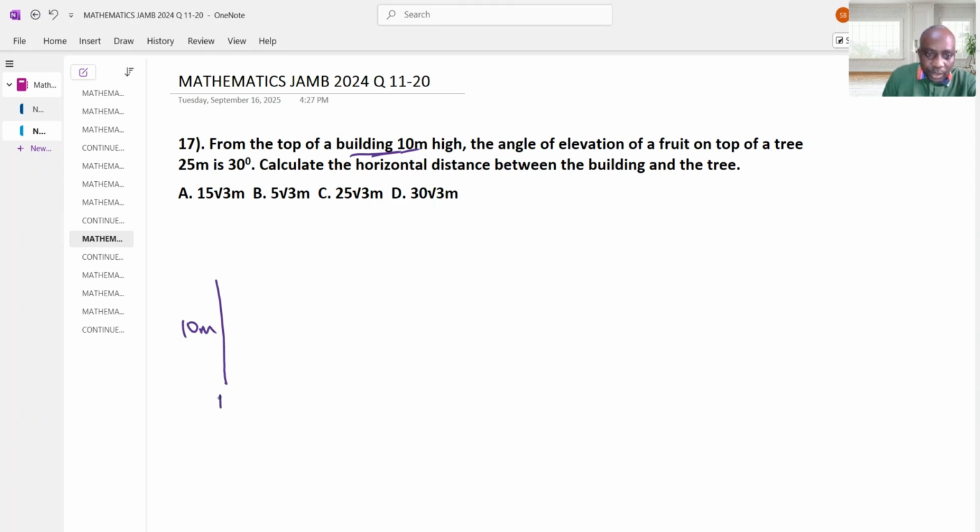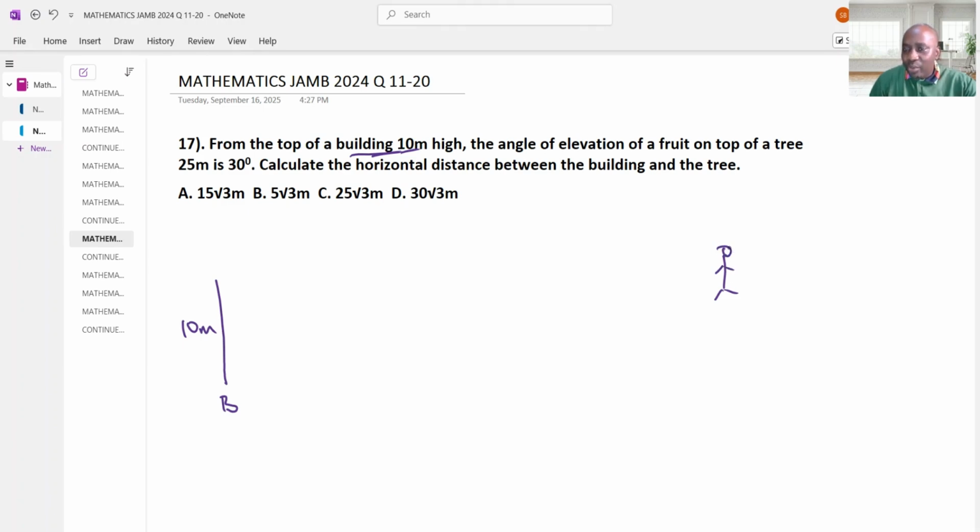This is the building. Let me put the building here, isn't it? And the person is looking upward. When you are looking upward, when they are talking about elevation, we have to construct the angle of elevation, which is the angle between your eye level and your upward line of sight. For example, this is me. Let's say this is me now. This is my hand, this is my head.